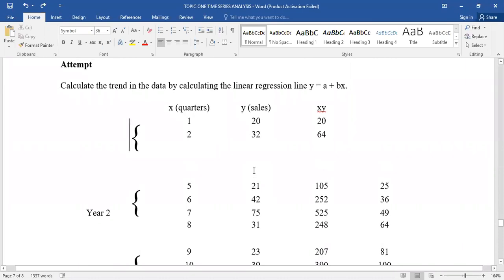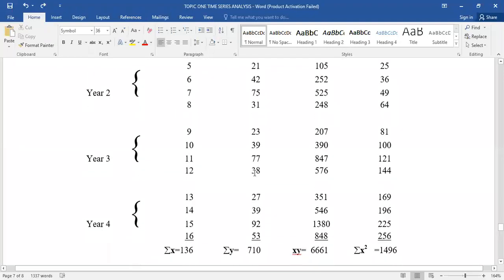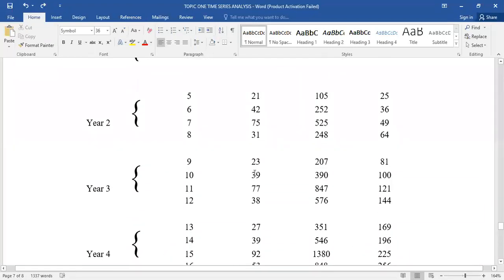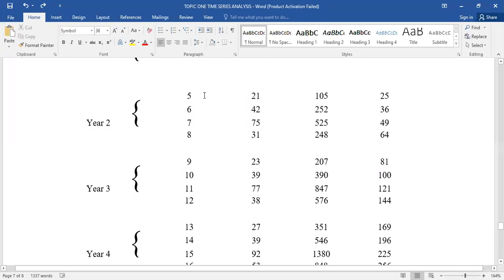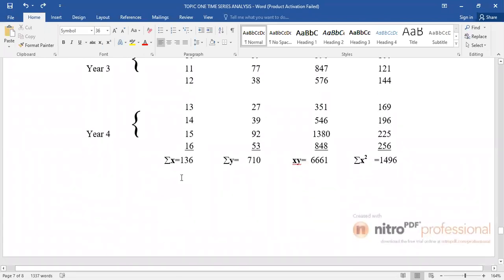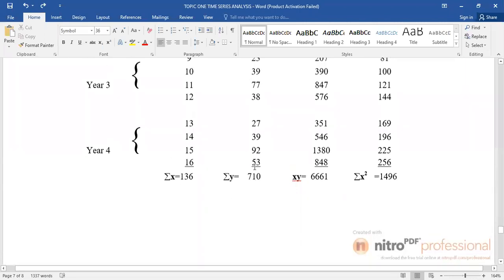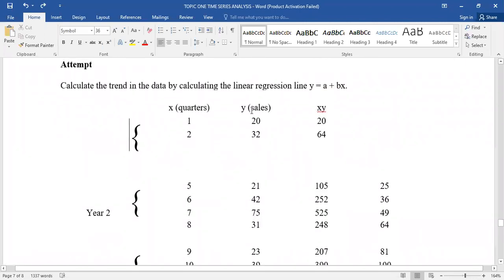Yes. Now I want us to arrange this data in this form. Year one, I'm losing some data. So you can see year two, right? So I have the first quarter, second quarter, third quarter, and fourth quarter. Are we there? So this will be my summation of X. Then I have the summation of Y, and these are the sales.